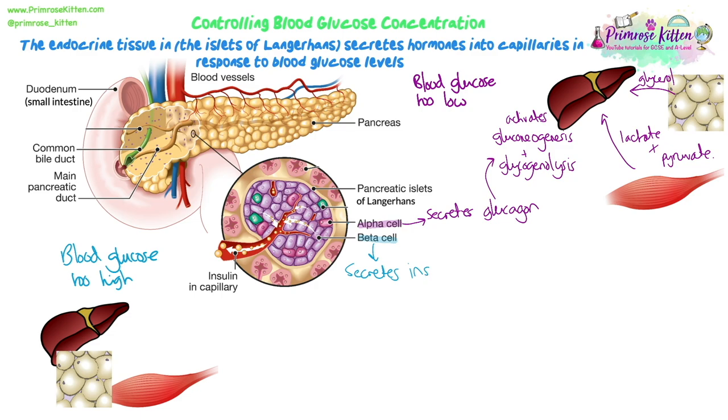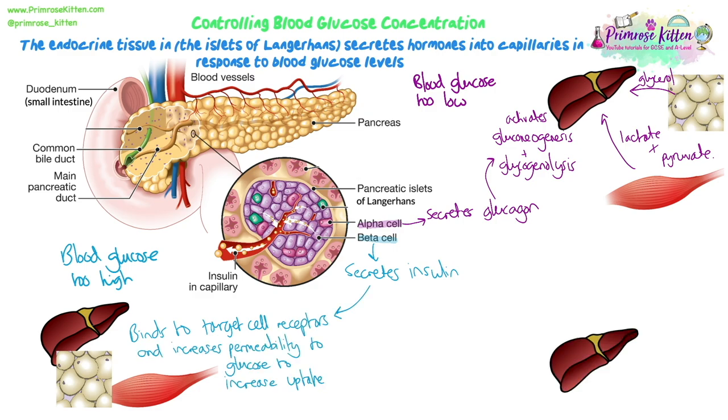That will travel around the bloodstream and again bind to receptors on target cells. And the main thing that it does for them is that it causes these cells to undergo a change where they have more glucose transporters in their membrane. So it increases their permeability to glucose, which means they start absorbing more glucose by facilitated diffusion. And that increases glucose uptake, which obviously removes it from the blood.